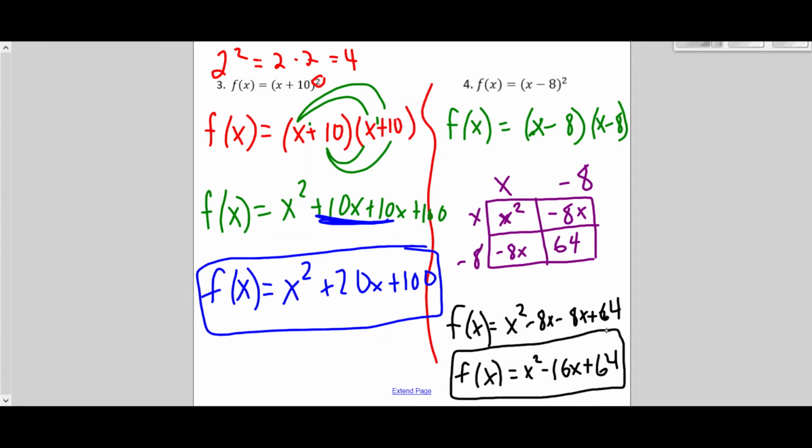So hopefully you gave number 4 a try. When you FOIL this out, or if you used the box method like I did, you get x squared minus 8x minus 8x plus 64. And then you combine your 8x's. Those are both negative. So when I add those, I get negative 16. So my answer is f of x equals x squared minus 16x plus 64.